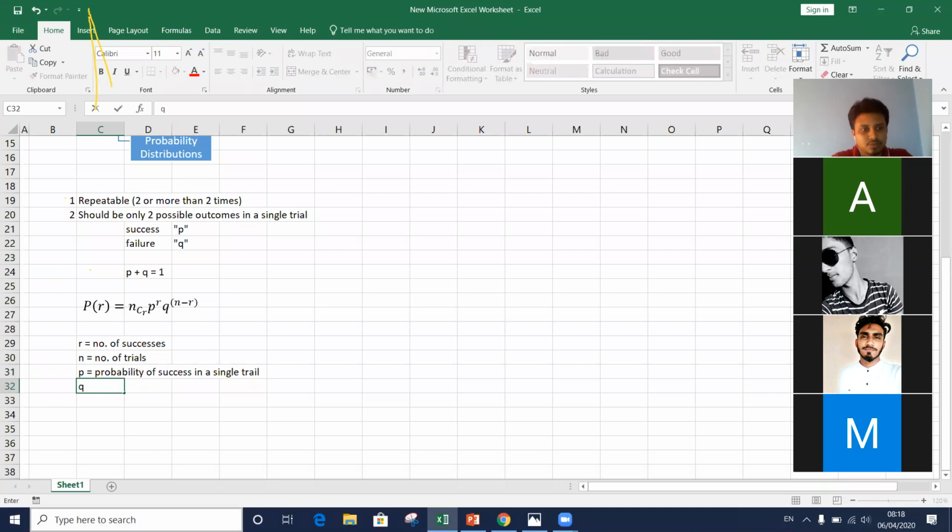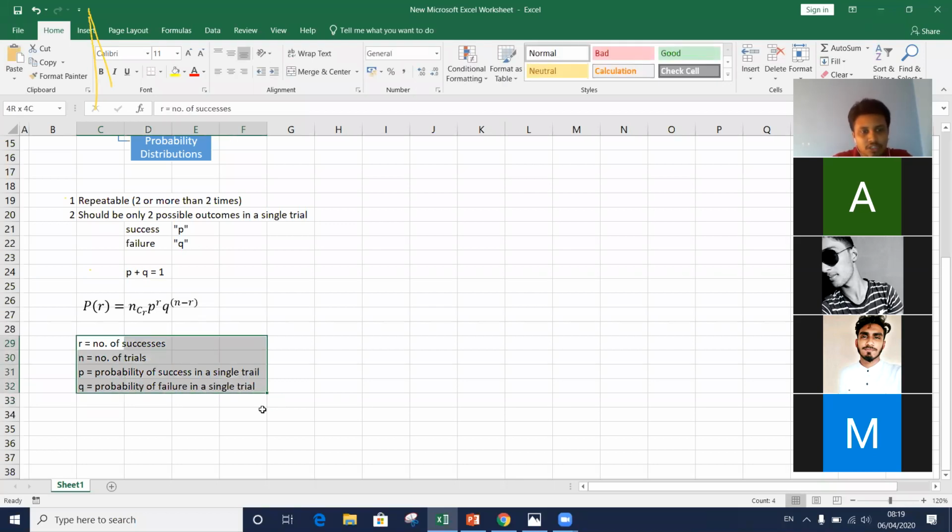Letter Q. මෙයාගේ මොකද්ද පෙන්වන්නේ? Letter Q. Failures. So letter Q stands for probability of failure in a single trial. Right? Probability of failure in a single trial.